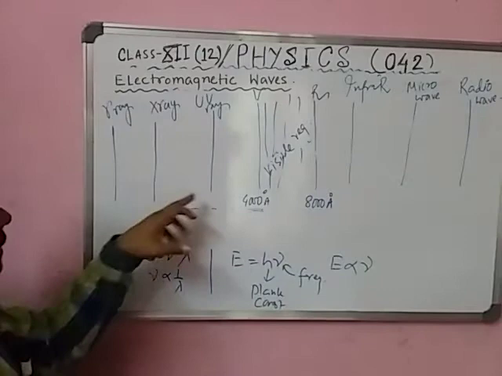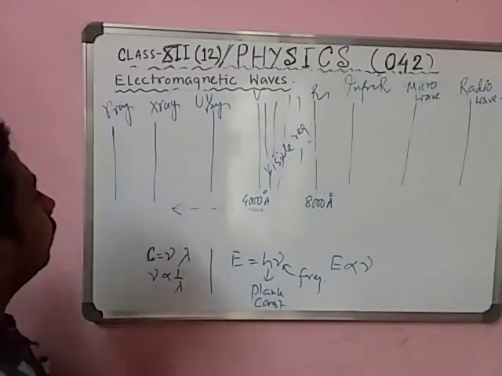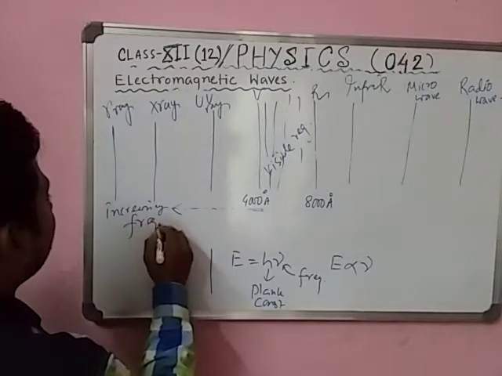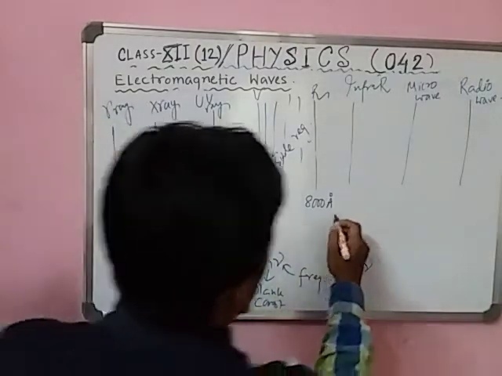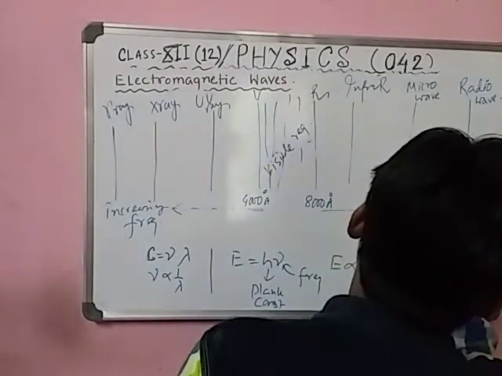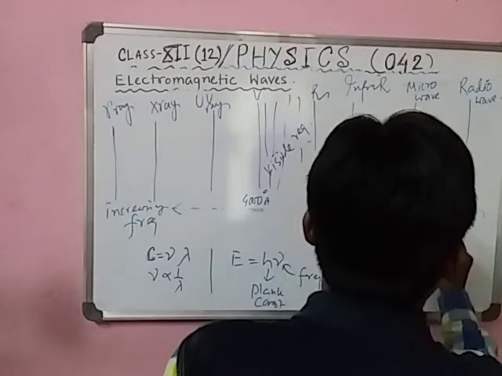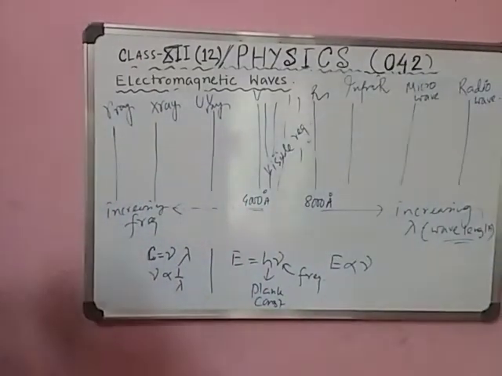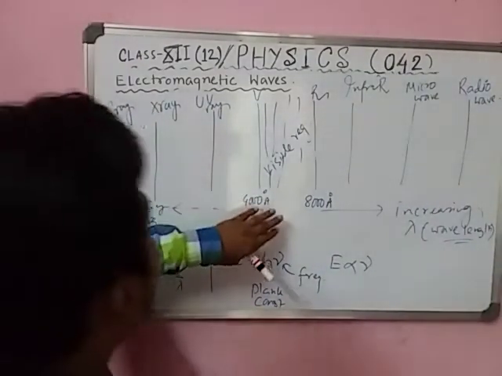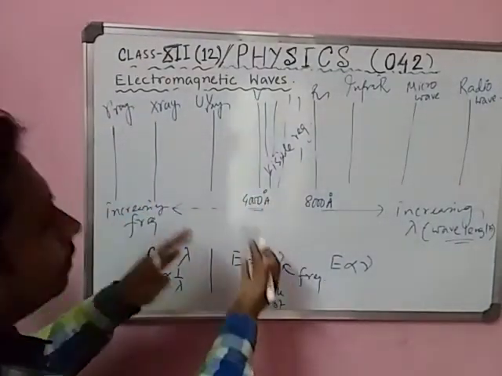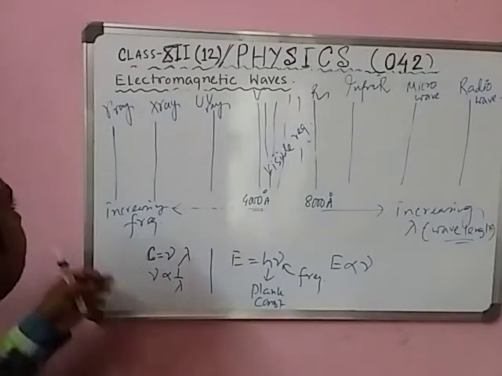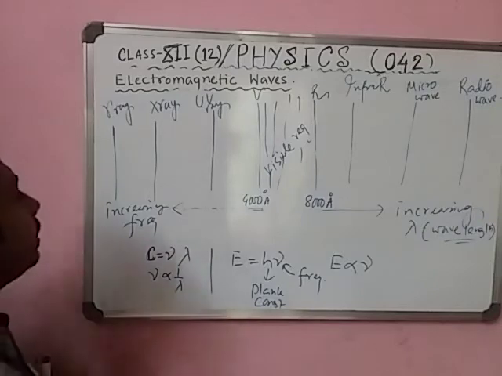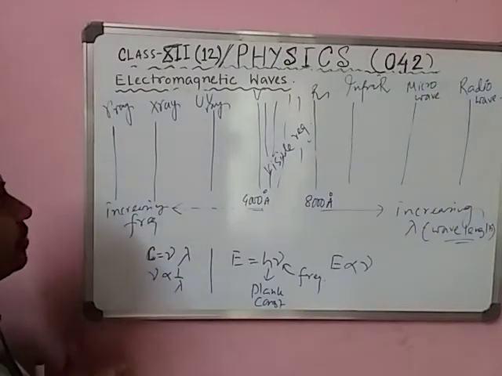Then X-ray has higher frequency than UV. If you go in this direction, frequency is increasing, and in the other direction, wavelength is increasing. Beyond violet, ultraviolet has more frequency, then X-ray more, and gamma ray the most. If frequency increases, energy increases, and its penetrating power also increases.